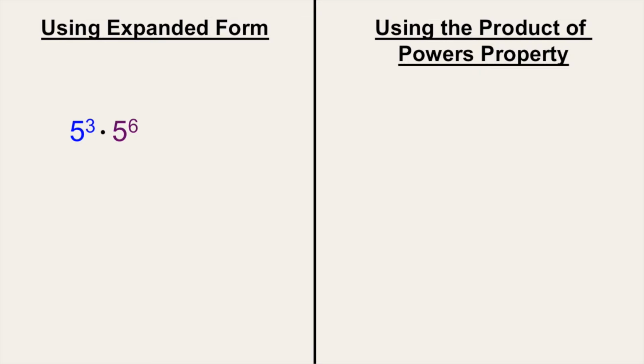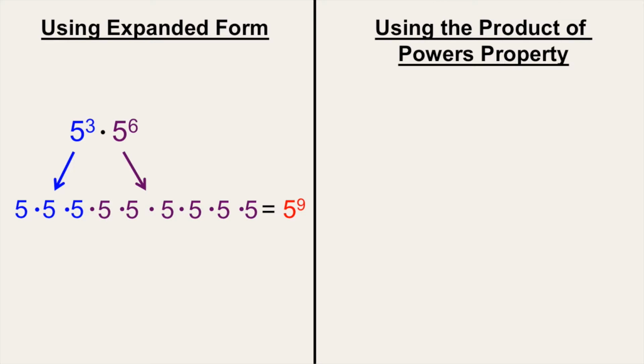Let's try an example. Using the example 5 to the third times 5 to the 6th, we can show the difference between using the regular expanded form and using the product of powers property. Using the expanded form, 5 to the third means 5 being multiplied to itself 3 times, and 5 to the 6th is 5 being multiplied by itself 6 times, and in total we have 5 being multiplied to itself 9 times. Using the product of powers property, we know that because both powers have the same base of 5, we can just rewrite the base once and add the exponents 3 plus 6 to give us 5 to the power of 9.